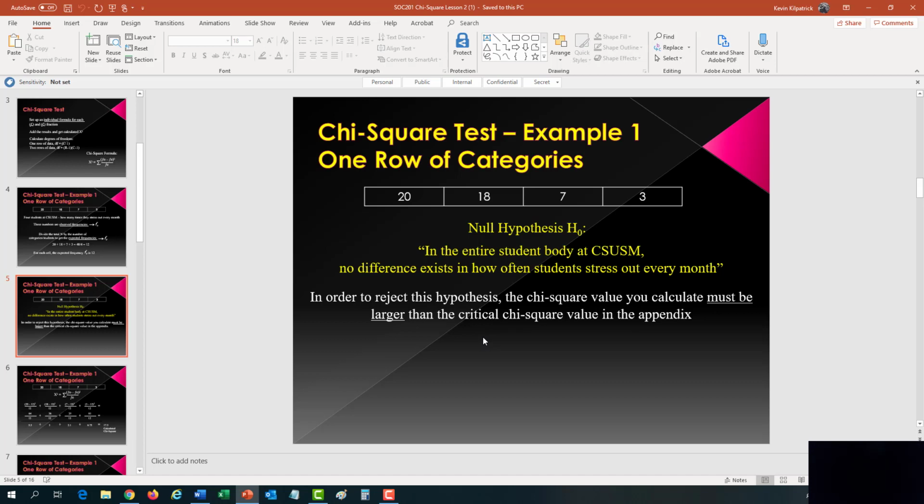Sounds similar, doesn't it, to the t ratio that we calculated in the last lesson. Exact same rule. Whatever you calculate has to be larger than the critical value you find in the appendix in order for you to reject the hypothesis.